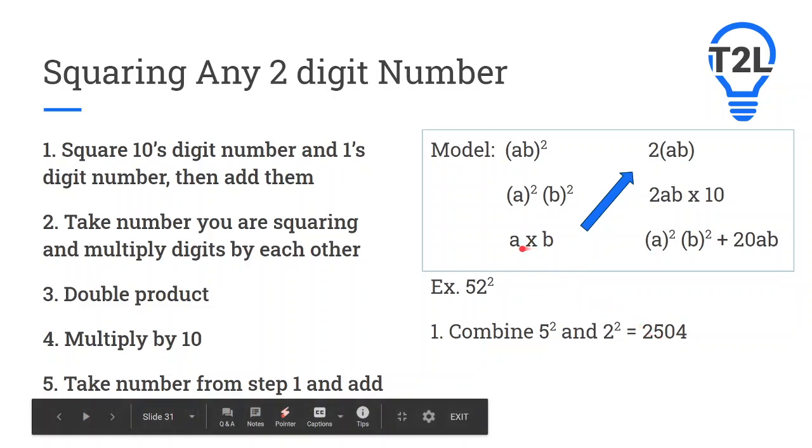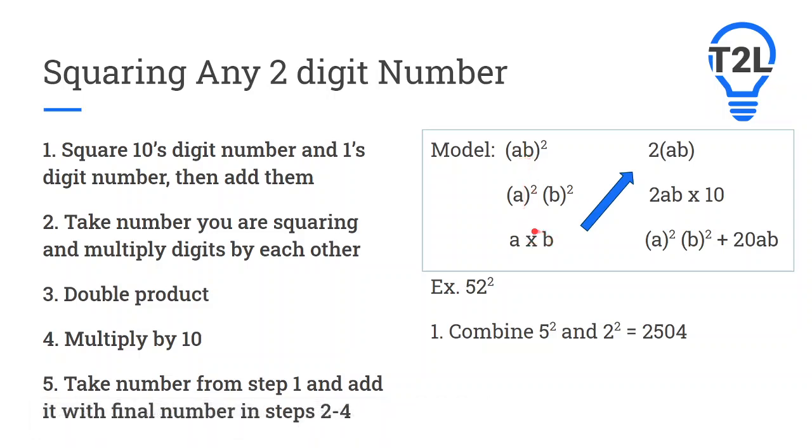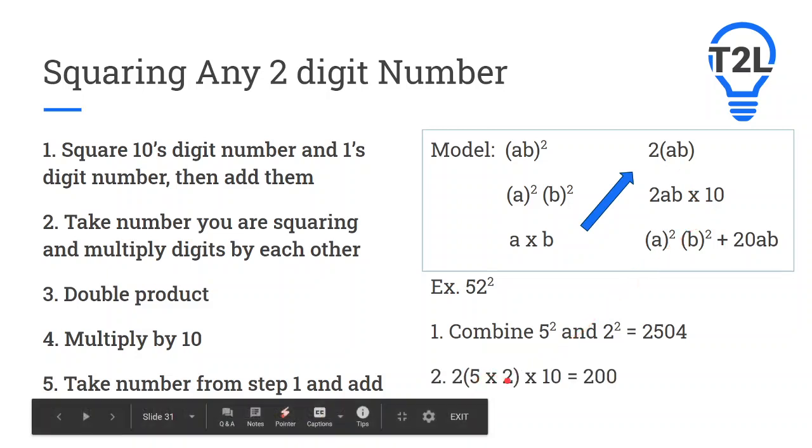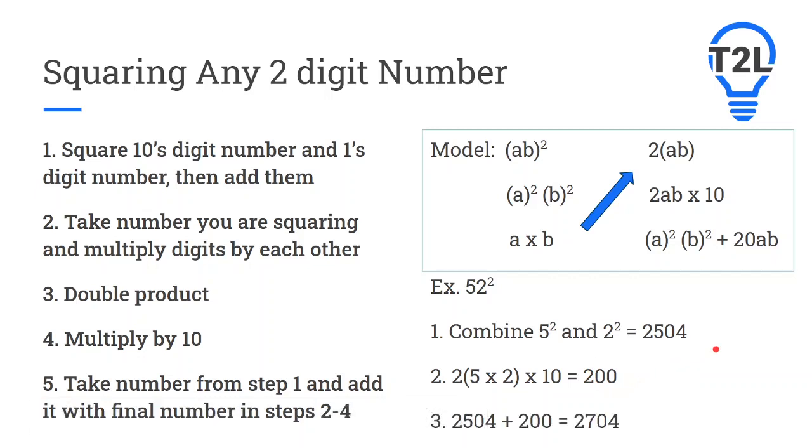Now, A times B. You just multiply the A in here and the B in here by each other. In this case, this would be 5 and 2. When you multiply them together, you get 10. And then with that, you double it and then multiply it by 10, or in other words, just multiply by 20. So you have 5 times 2, you double that, and then you multiply it by 10. And then with these two numbers right here, all you need to do is add them together. So that's just 2704. And that's the answer.